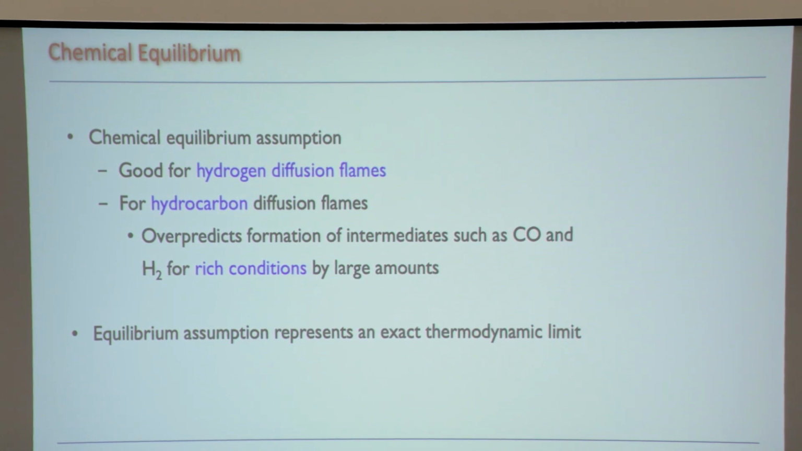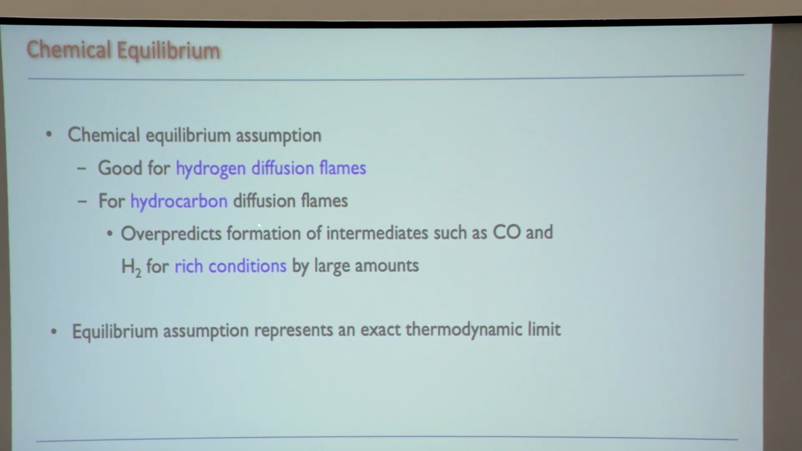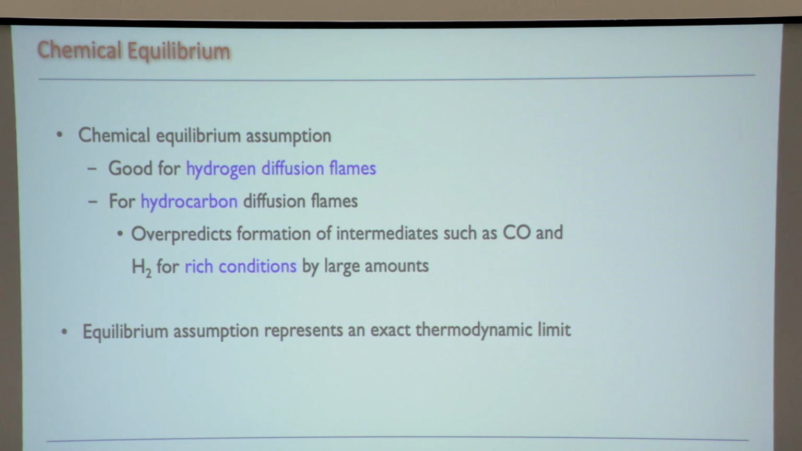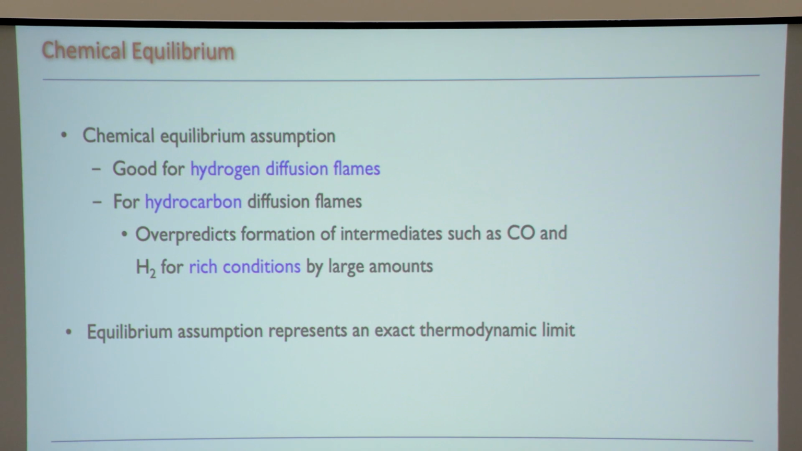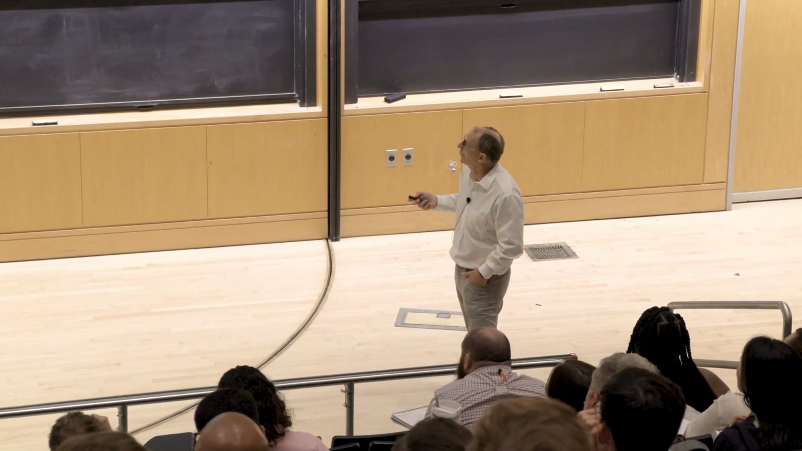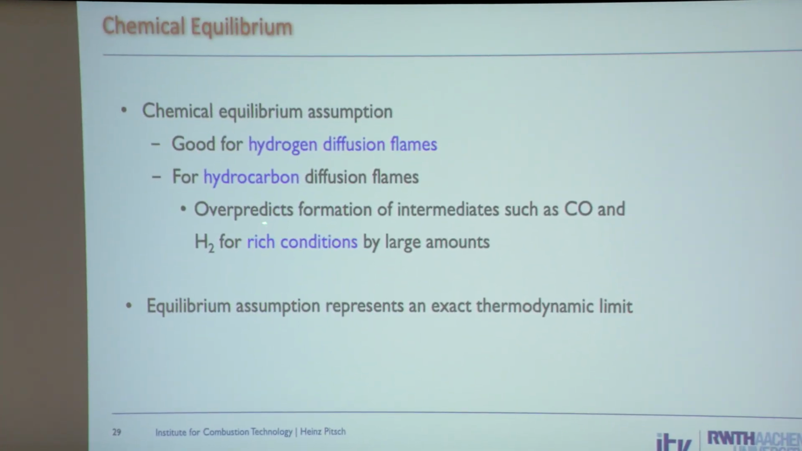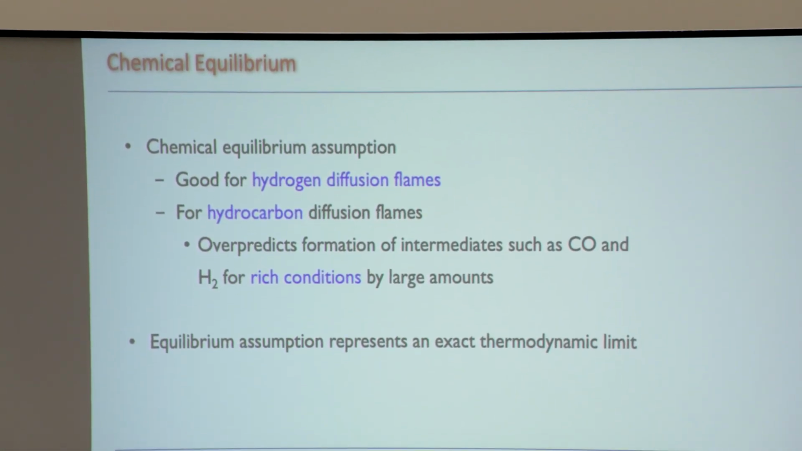It's a good assumption for hydrogen diffusion flames, where equilibrium in all regions is not so bad. For hydrocarbon flames, it's an okay assumption for lean conditions, but for rich conditions it's not. The equilibrium for hydrocarbons under rich conditions gives you a lot of very large species like soot and so on, and kinetics tells you that doesn't always happen like this. And so it overpredicts intermediates such as CO.